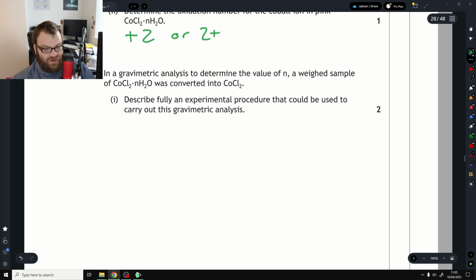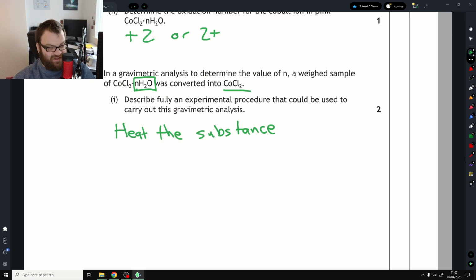Next one, we're asked to talk about a gravimetric determination. In this one, what we want to do is take our sample and convert it into a stable product, which we can then analyse to see how much of each of them we've got. What I'm noticing is that we've got to get rid of the water, because it's in a number of waters. We want to turn it just into cobalt chloride. First thing we're going to do is heat the substance. And we would describe our technique as heating to a constant mass.